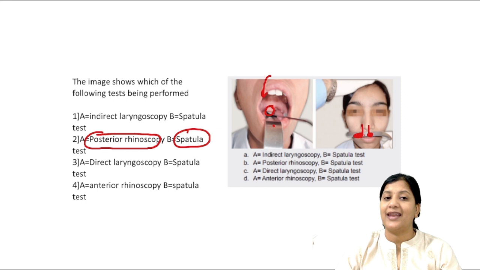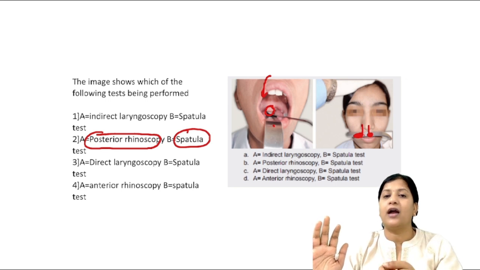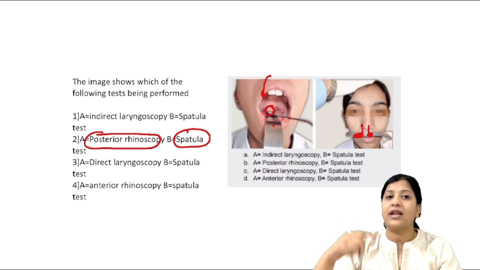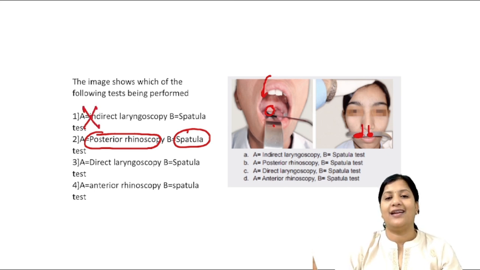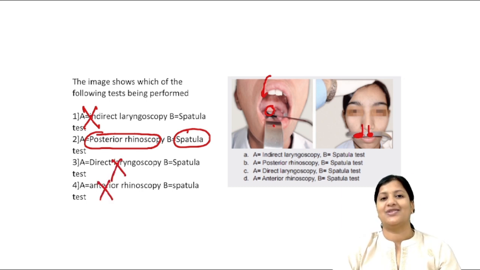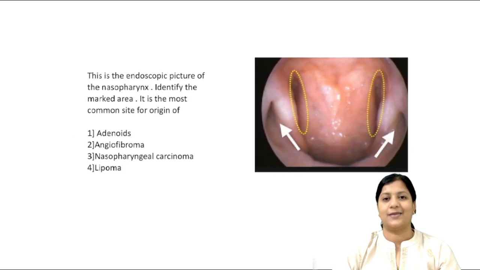Okay, so for direct indirect laryngoscopic examination, we will never use a tongue depressor. Instead, we will put the tongue out and hold the tongue to perform the test. So tongue is pulled out in an indirect laryngoscopic examination. So this is not an indirect laryngoscopic test or an anterior rhinoscopic test. So the test is posterior rhinoscopy and spatula test.